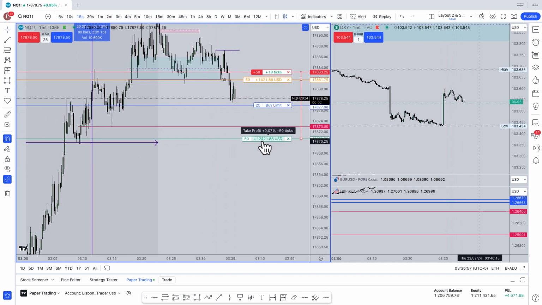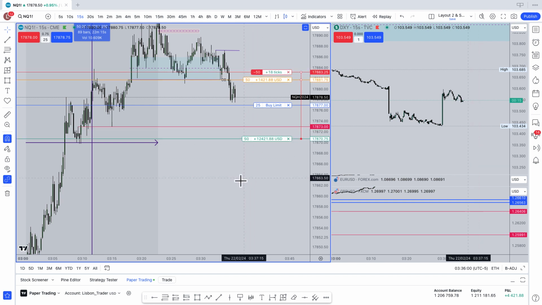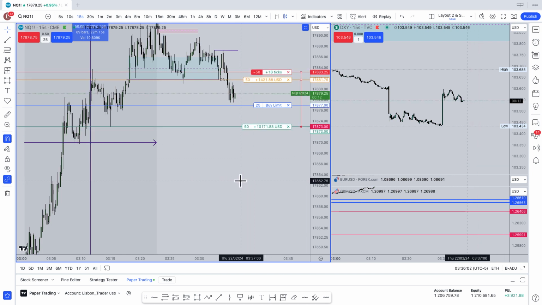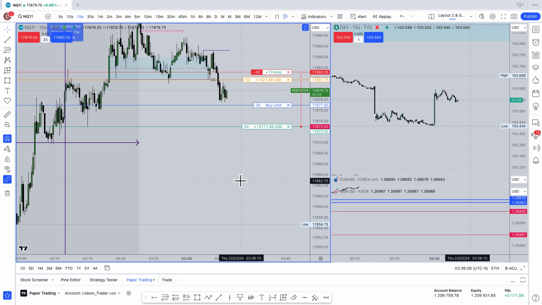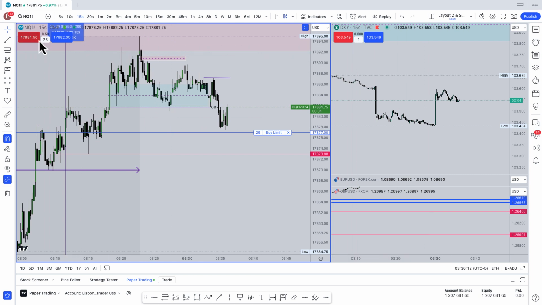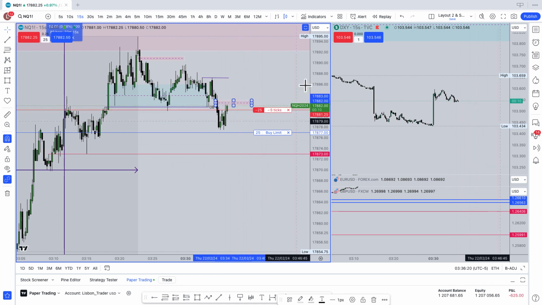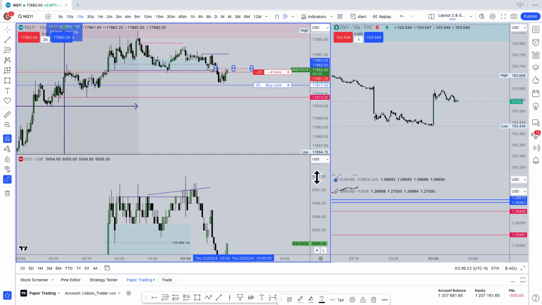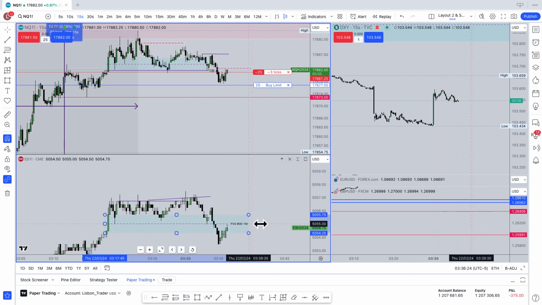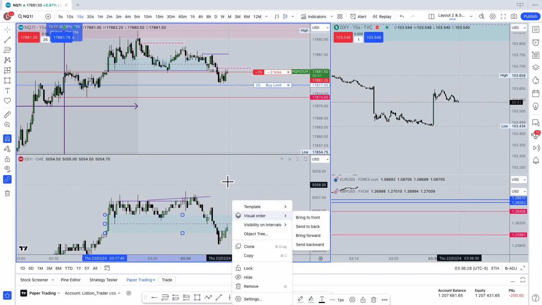25 goes there, and then I'll exit completely here, if it allows me. Yeah. Entering short. There's an imbalance there. Let's see what ES is doing. Recouping. Touching the consequent encroachment, this might get inverted.